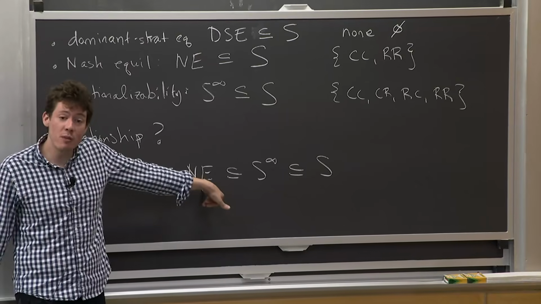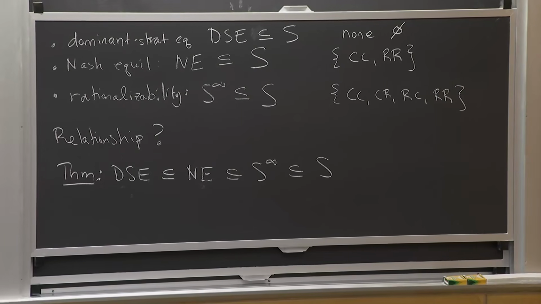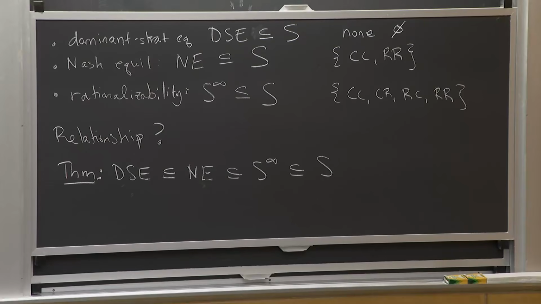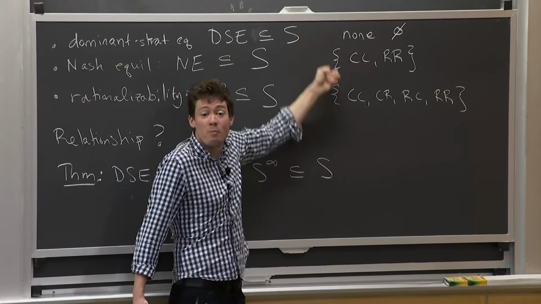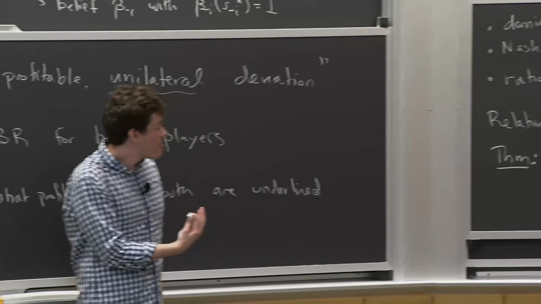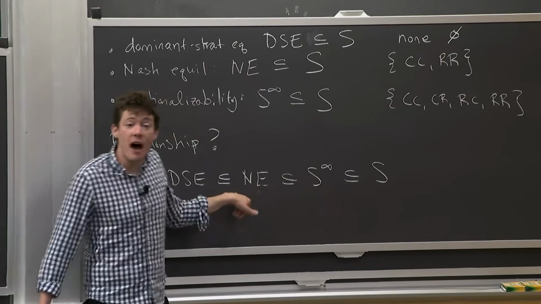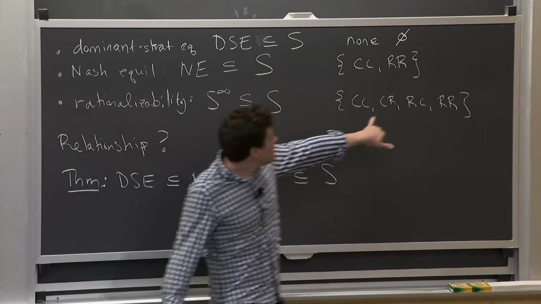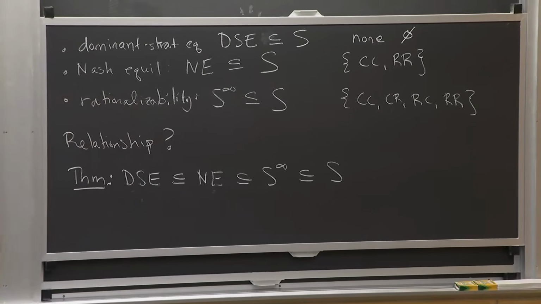It could be that something's a Nash equilibrium, but not a dominant strategy equilibrium. Can you come up with an example of a Nash equilibrium that's not a dominant strategy equilibrium, maybe in this game? Yeah, like CC is a Nash equilibrium, but it's not a dominant strategy. Right, and same with RR. So here it's kind of easy because there are no dominant strategy equilibria. So both of the Nash equilibria are examples of Nash equilibria that are not dominant strategy equilibria. And then similarly, there are some rationalizable strategy profiles that are not Nash equilibria. In this example, CR and RC are two profiles that are rationalizable but not Nash equilibria.